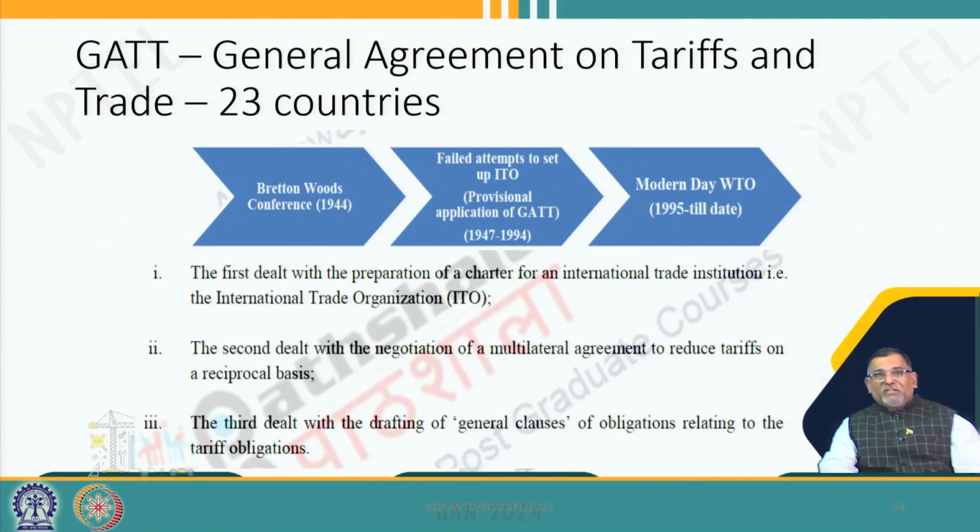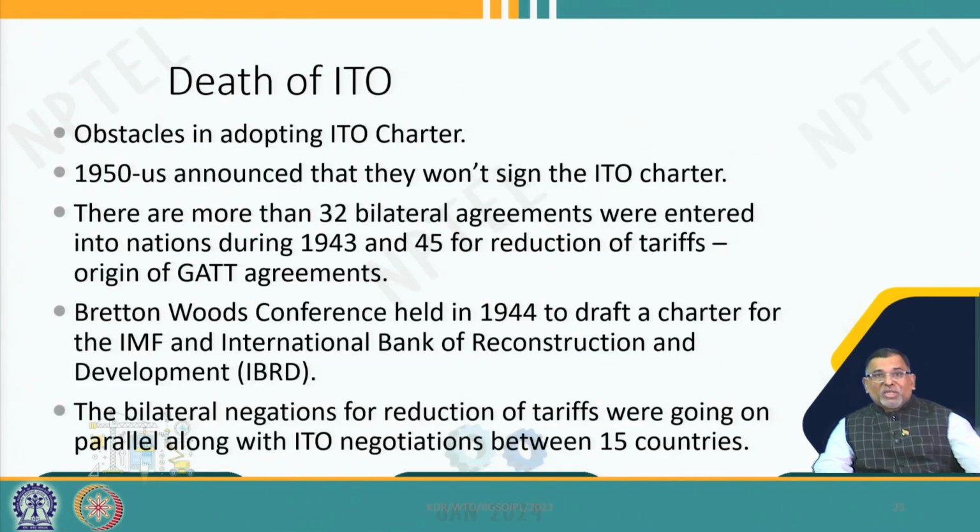So, if you look from 1944, the Bretton Woods institutions, and then it took another 3 more years to establish GATT in 1947, and then in 1994 the establishment of WTO, then from 1995 till date the working of the WTO. So, as I said, even though the GATT was established in 1947 because the countries knew that the ITO was never going to come up, it took 3 more years for the United States to announce that they are not going to sign the ITO charter.